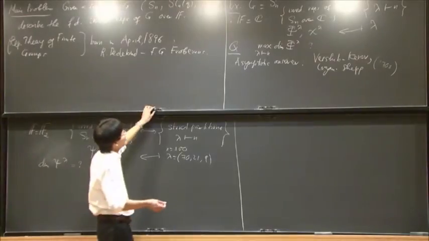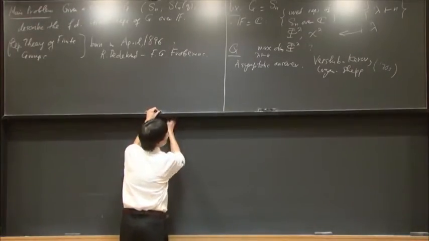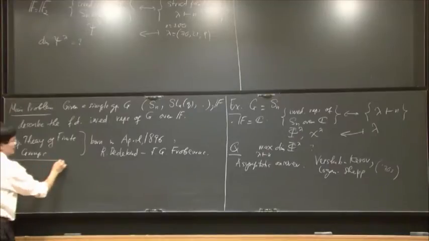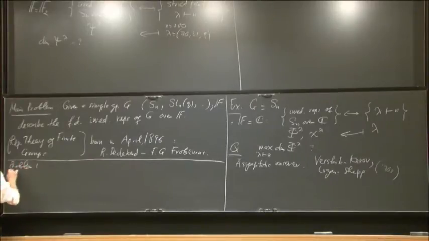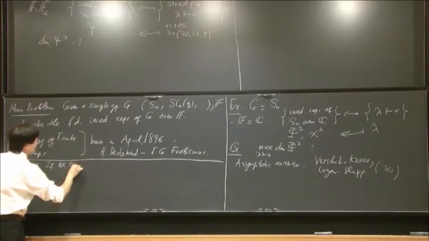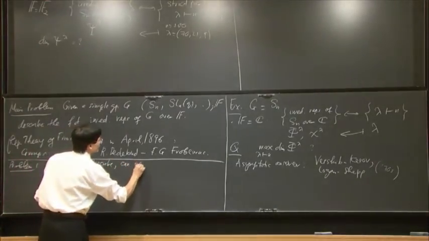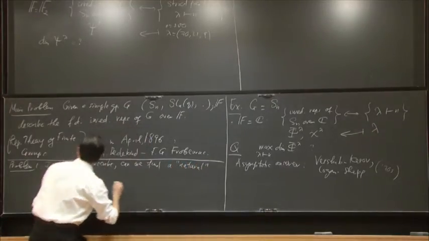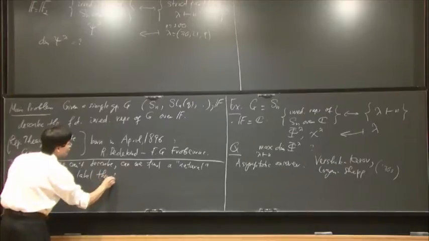So if you don't know how to do this problem, let's try to look at some special instances of this problem, some special cases. So maybe the next subproblem, or problem one for me: if you can describe this representation, can you find a natural way to label them? Of course, what does it mean to be natural? It depends on the way you look at it.